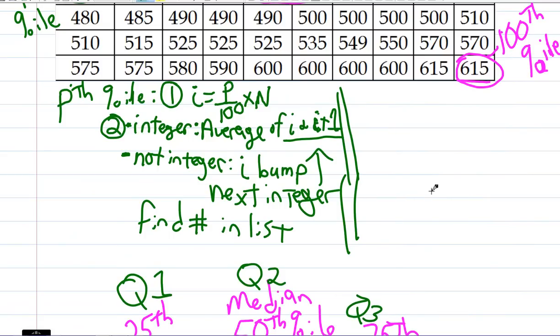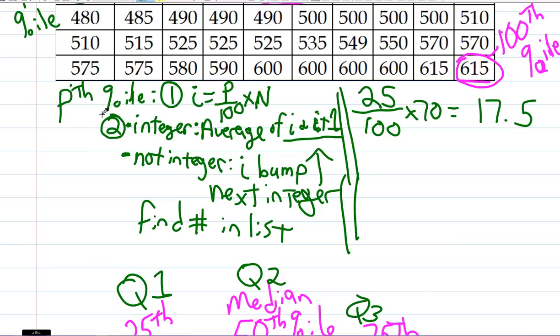So, the first quartile is the 25th percentile. So we put this 25 into our formula, 25 over 100 times 70. See what you get. We get 17.5 as our index number. Then we go to our second part of our percentile rule. Is it an integer or not? Well, 17.5 is not a whole number. It's got the 0.5 there. So the rule says bump that up to 18 and find the 18th number in the list.